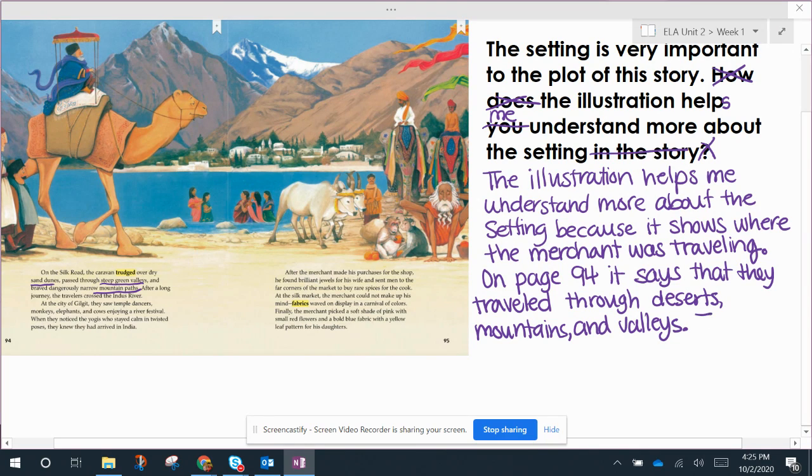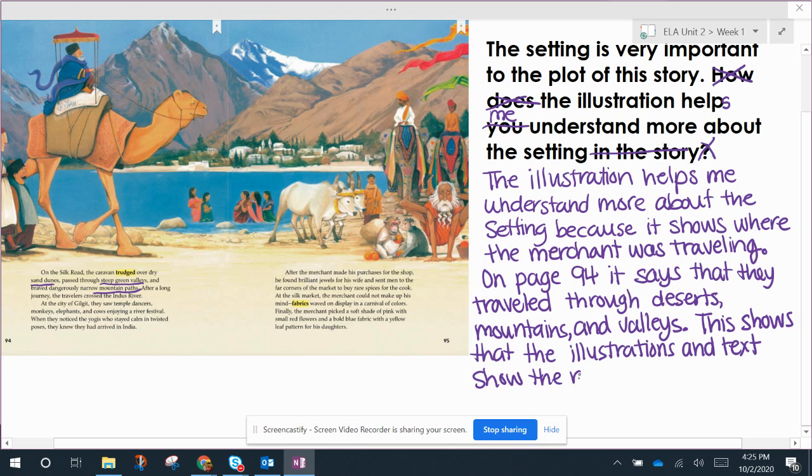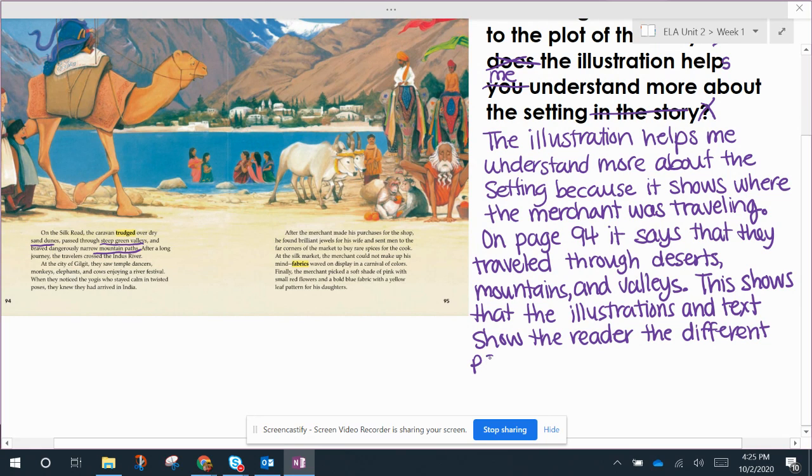So now it's time to explain. This shows that the illustrations and text show the reader the different parts of the setting.